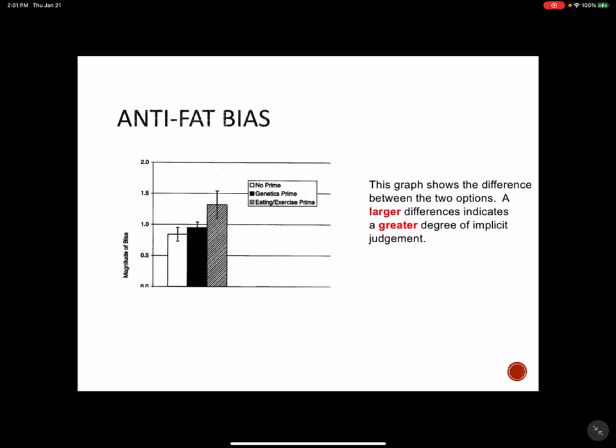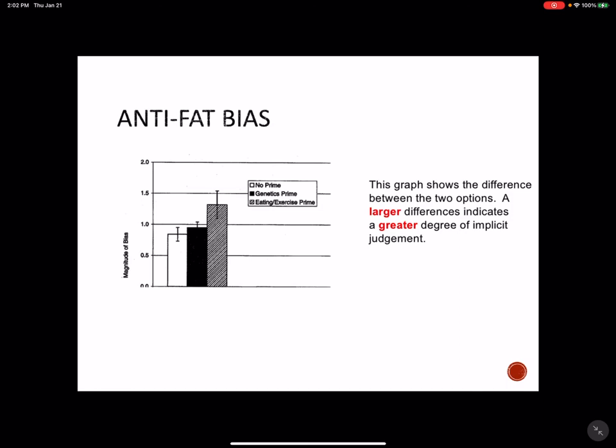So here's the results. The results were the difference between the two options. So a larger difference indicates that they were more prejudiced. It took them longer to fill out the survey where they thought it didn't match in the header, and a greater degree of prejudice. So a larger difference indicates the greater degree of prejudice.